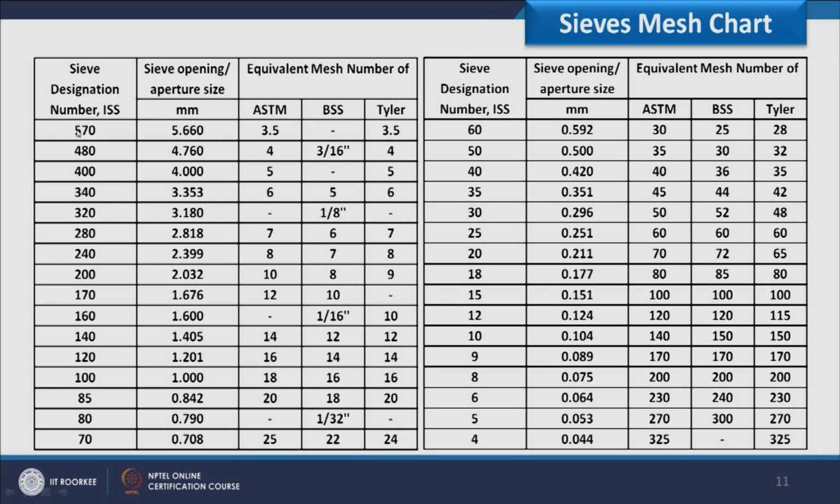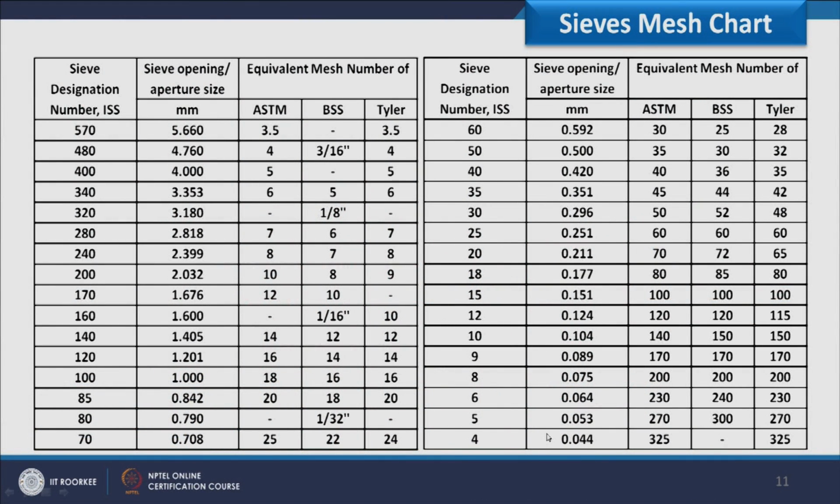So, here we have the screens from 570 to 70, then again from 60 to 4, and corresponding to 4 the value is 0.044. So, that is 44 microns. If you remember the previous slide, sieve analysis gives the particle size distribution up to 40 microns or above. So, these screens vary from 570 to 4 mesh number.